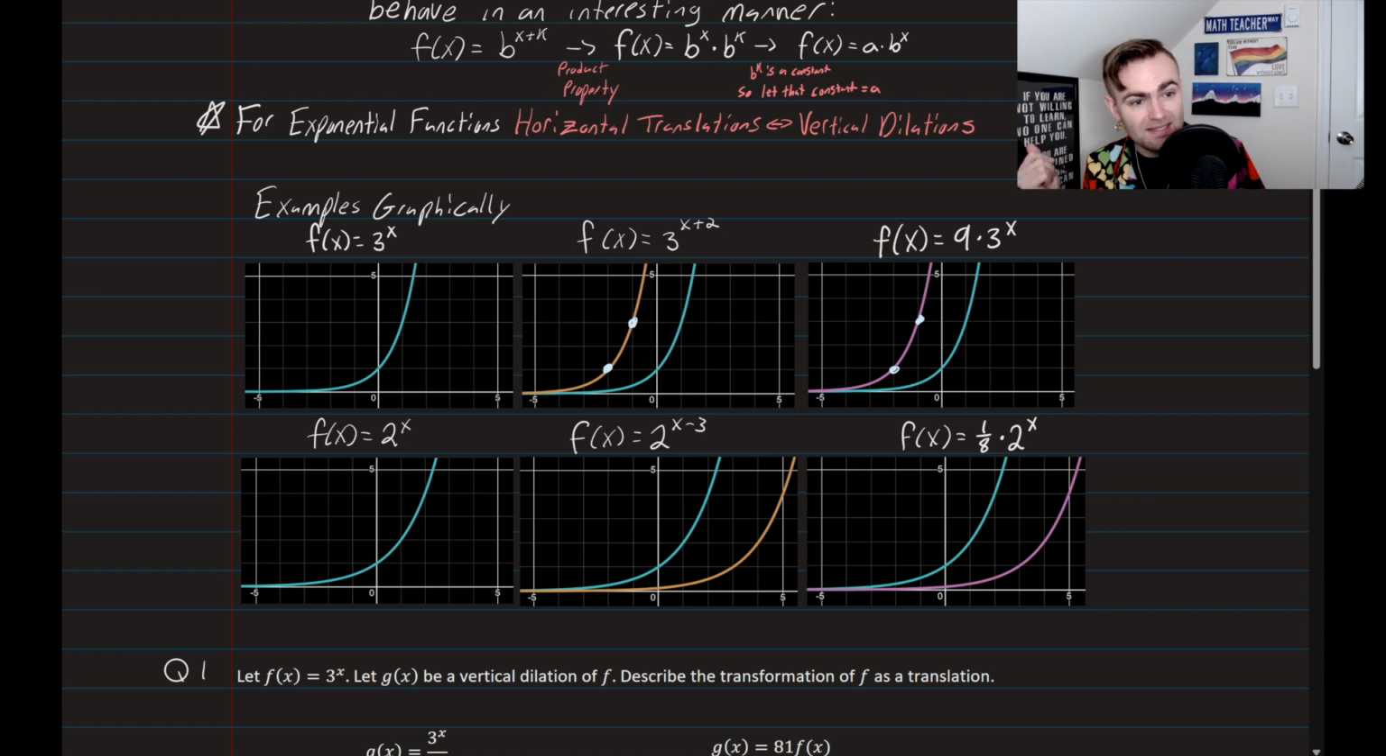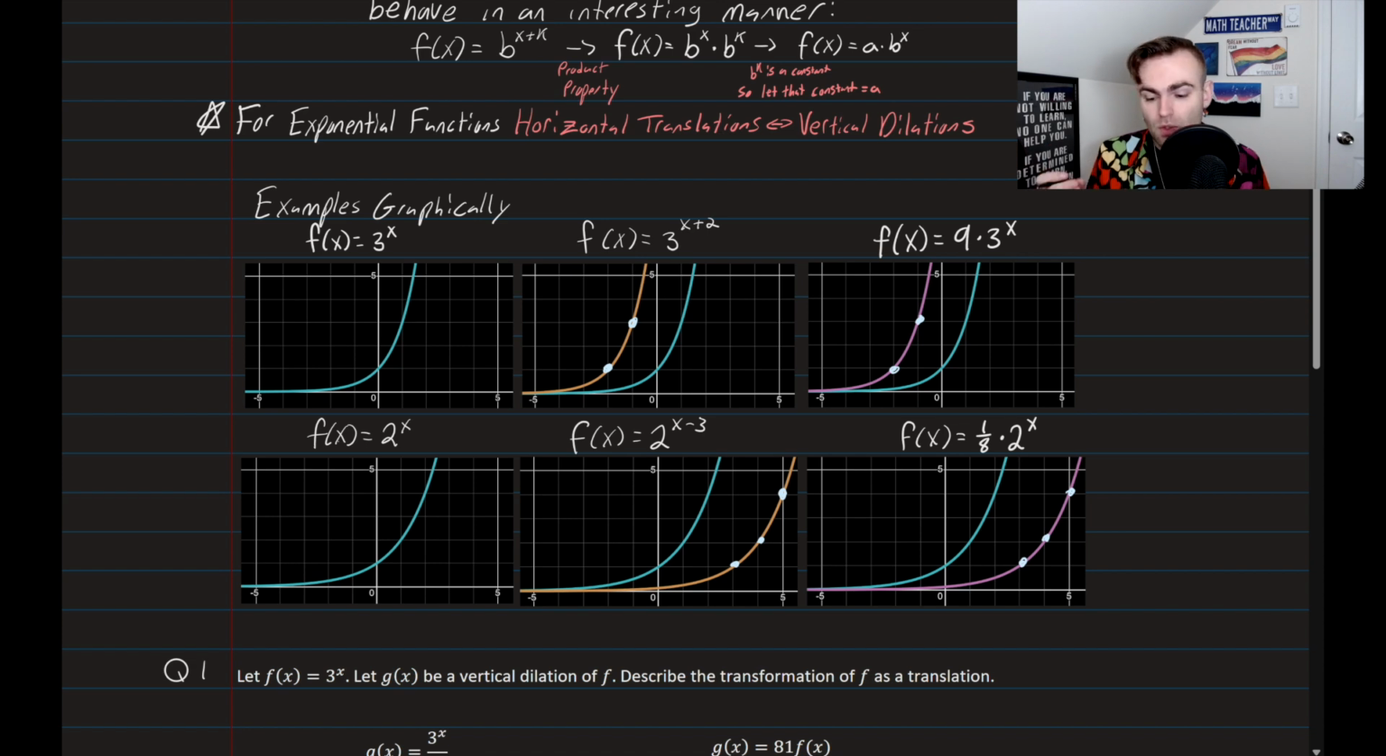We can also work the other way. So 2 to the power of x would be this nice blue function in the bottom row. So if I have 2 to the power of x minus 3, I'm shifting it to the right 3. Well, 2 to the negative 3 power is 1/8, so that's the same thing as multiplying 2 to the power of x by 1/8. And we can verify again through equivalent points that we get the exact same function, which is pretty cool.